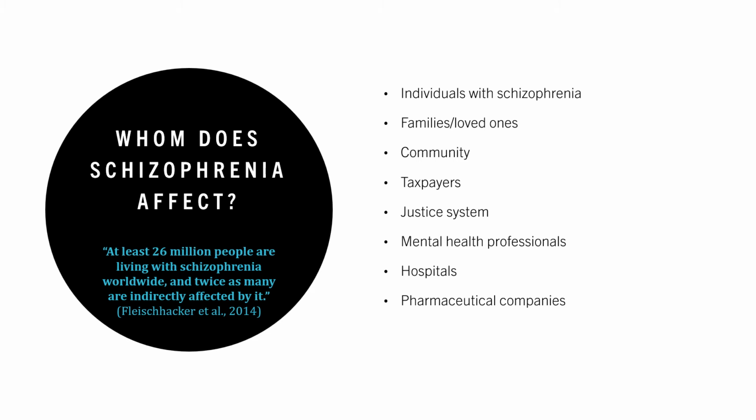There are a number of groups and individuals who are affected by schizophrenia. This includes the individuals themselves who have schizophrenia, their loved ones and families, their communities, the taxpayers, the justice system, mental health professionals, hospitals that care for mental health patients, as well as pharmaceutical companies who manufacture antipsychotics and other medications for mental disorders.